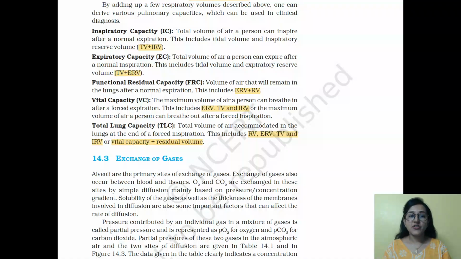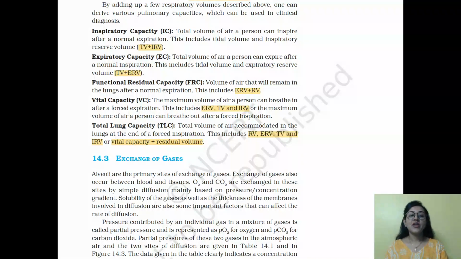In the previous video, we were learning chapter 14 of NCERT Biology Class 11, and the title of the chapter is Breathing and Exchange of Gases. In the previous video, we had learned up to the respiratory volumes. Today, we are going to learn about the different pulmonary capacities and the rest of the chapter.